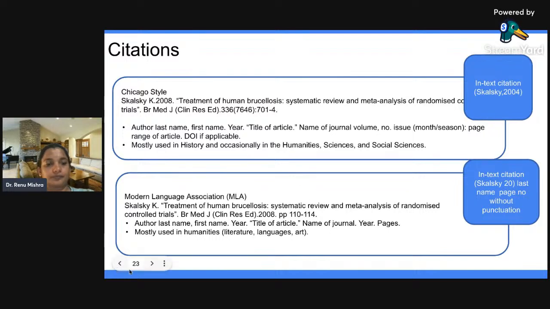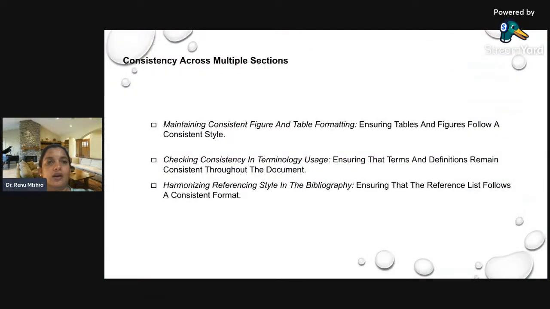Okay, this is how you do the citations of different styles. However, generally I have just given you two or three here. Generally, either APA or Harvard is followed.